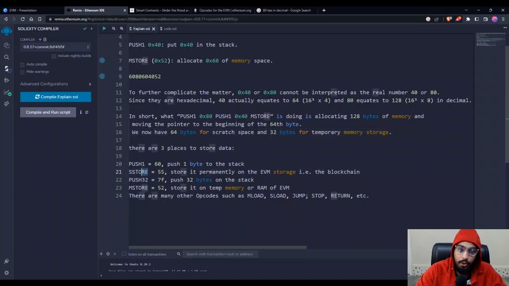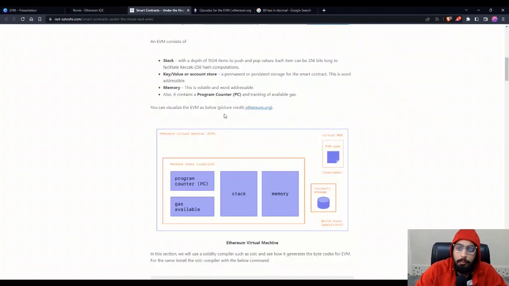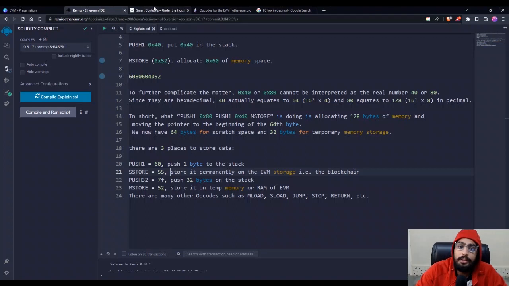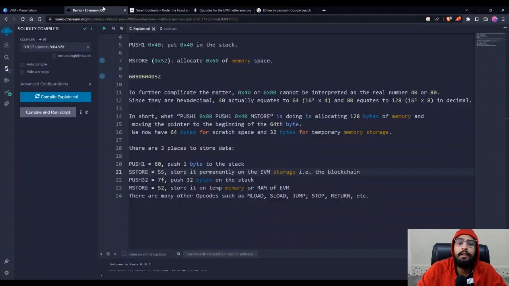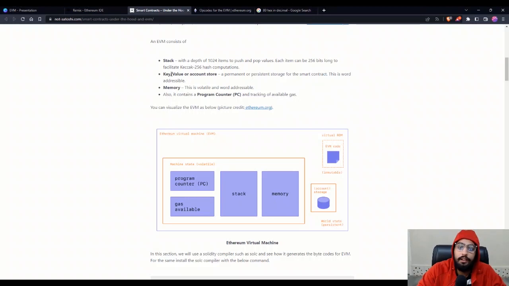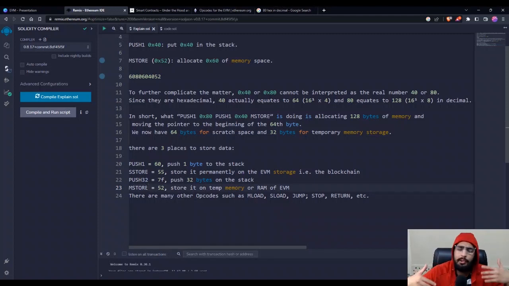Next is the SSTORE, right? SSTORE stores it permanently onto the EVM storage, that is the blockchain. So if you use SSTORE, it is pushing your data into the EVM storage that is permanent, that is account storage here, right? And again, if you see push32, what it is doing is pushing your value to the stack, right? And the last one is memory or call data. You can also use call data as well, but memory is also one of the things.